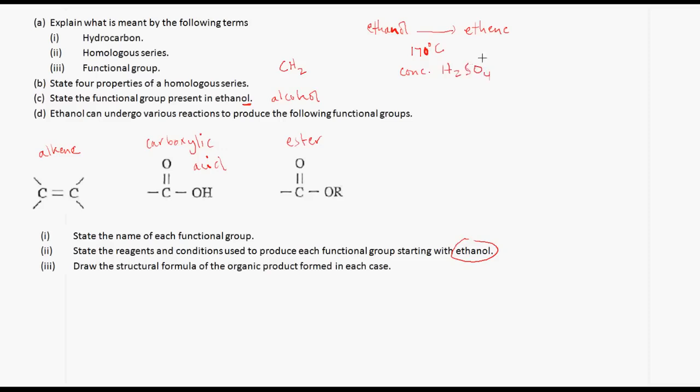So in the exam you need to give the temperature and you need to give the reagent, and this type of reaction is a dehydration reaction. In the second case, they want to produce a carboxylic acid. So if we start off with ethanol, and we want to produce, in this case we go into an acid, so it'll be ethanoic acid.